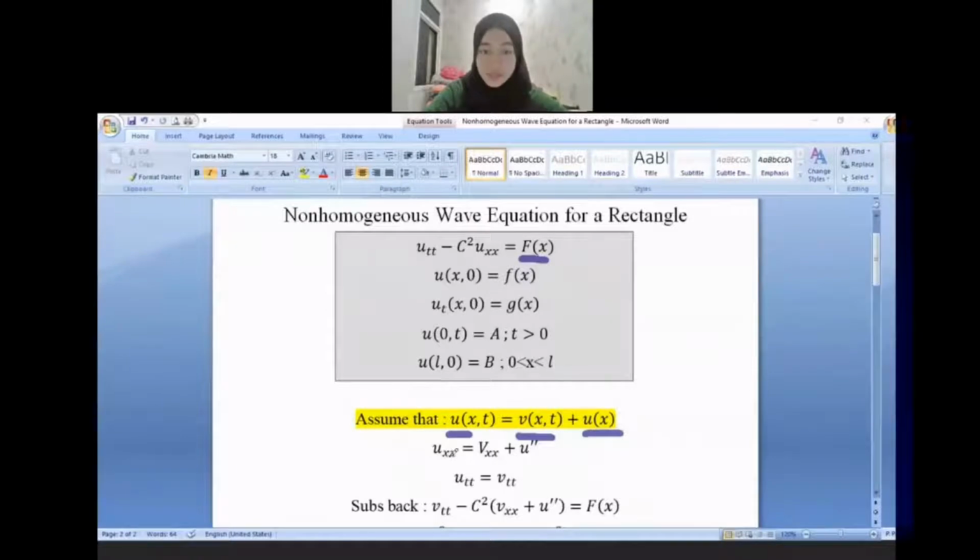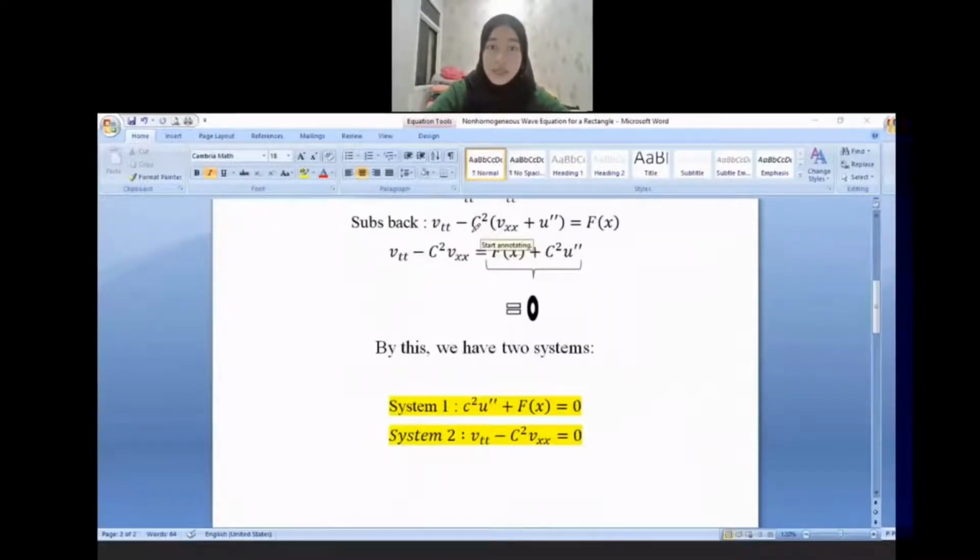So we differentiate u twice with respect to x, and we will get v_xx plus u double prime. Then we differentiate again with respect to t, and we will get u_tt. Substituting back, u_tt just now is v_tt minus c squared, and then u_xx equal to v_xx plus u double prime is equal to f(x). Then we bring the c squared u double prime into the right-hand side.